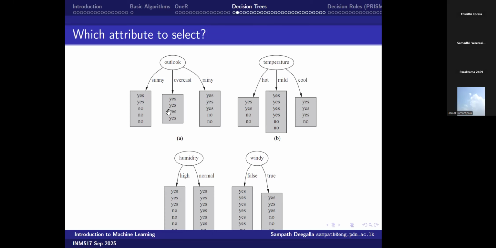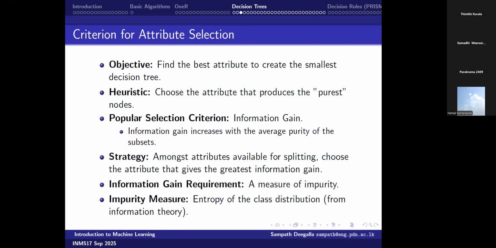So if you select Outlook as a root node, you have to repeat the process, which means that in this branch, we are going to finish it. But in here, we now have 5 more instances. So we have to put another attribute and see. As I told you earlier, finding the best attribute, we are going to make it the smallest decision tree. So the idea is we are trying to produce the purest nodes. The popular selection criterion is called information gain. So that's what we are trying to do. We can use a measure of impurity for this.